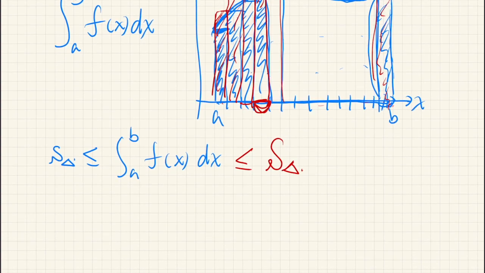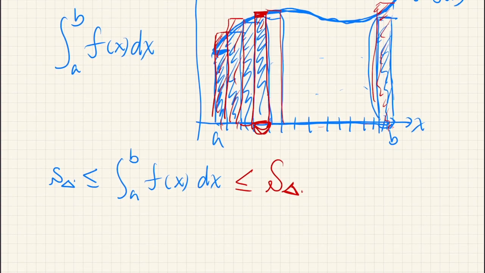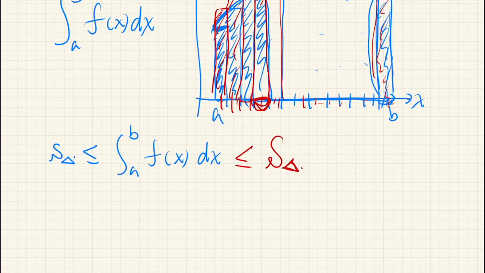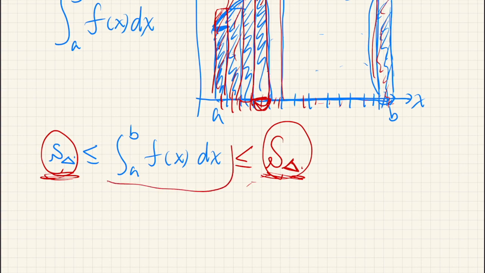If we make this partition smaller and smaller, or finer, in other words, we refine this partition, so smaller subintervals, then this one becomes smaller and smaller, and this one becomes larger and larger. So by the squeeze theorem, if they converge to the same value, then that limit should be the area under the curve. That is the idea of the Riemann integral.